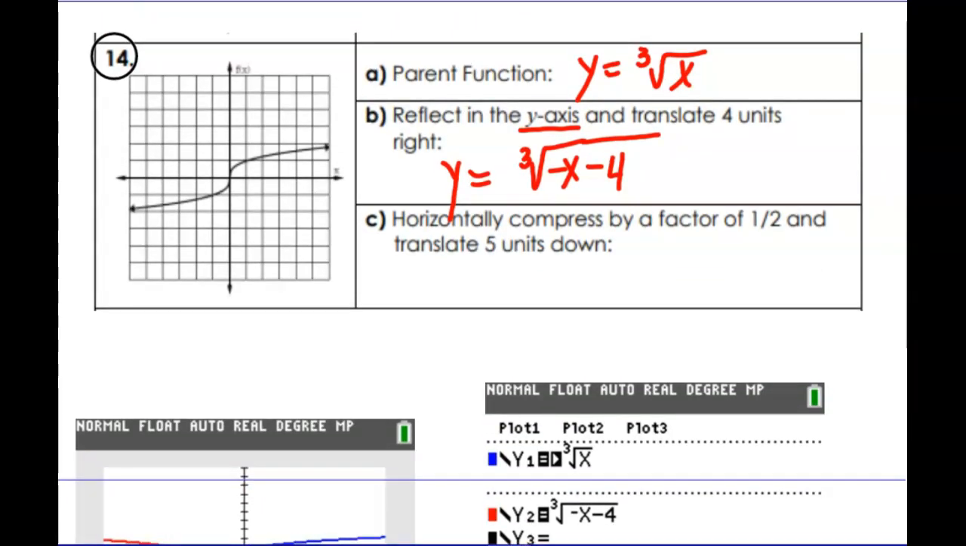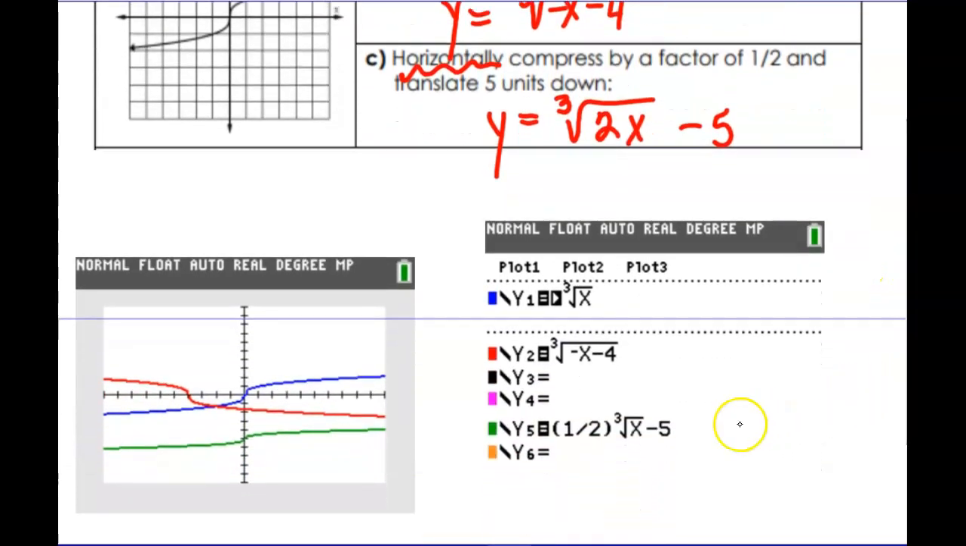All right, what's the other one? Compress by a factor of 1/2. Compress horizontally. Horizontally goes inside, and compress actually means you have to do what? Inside is the opposite, so it's going to be a factor of 2. It's a reciprocal. And then translate down 5. That one you should know. -5 on the back. Is that how I typed it?